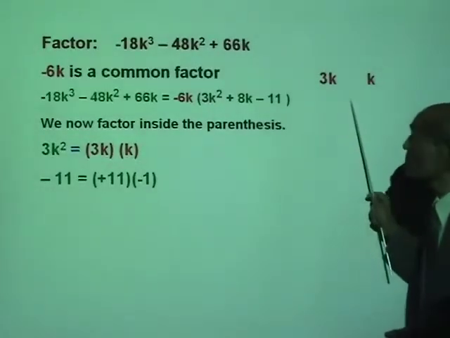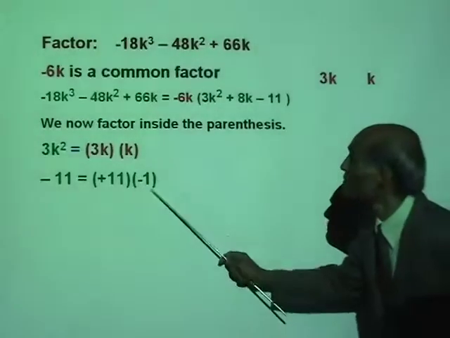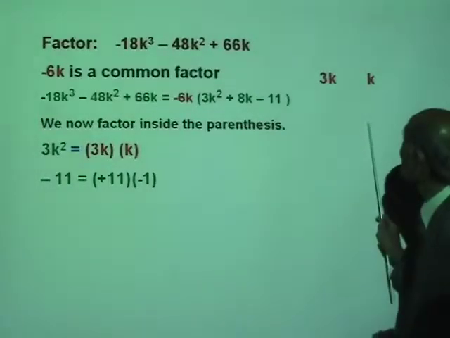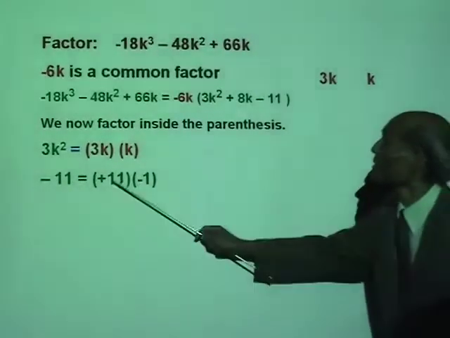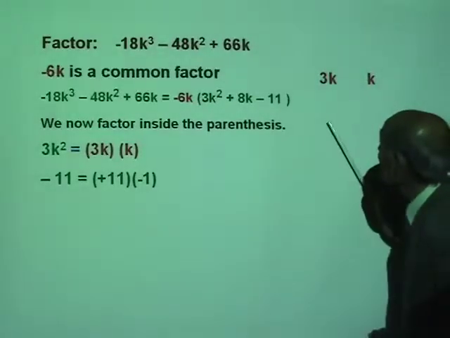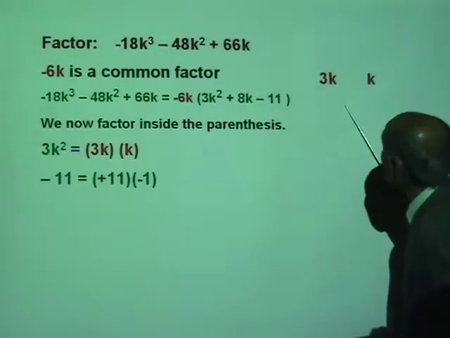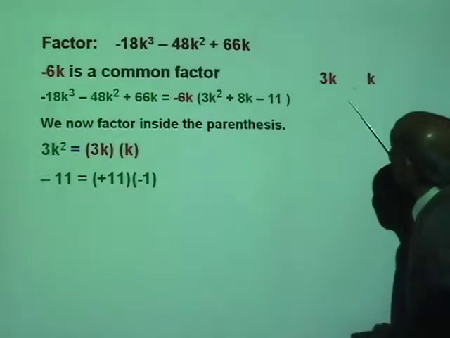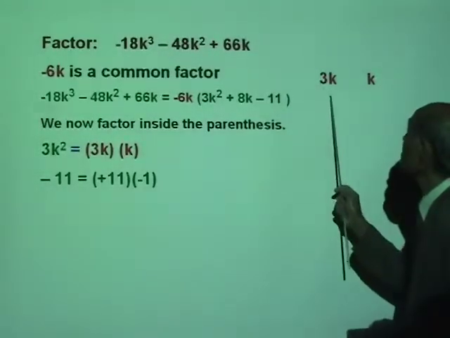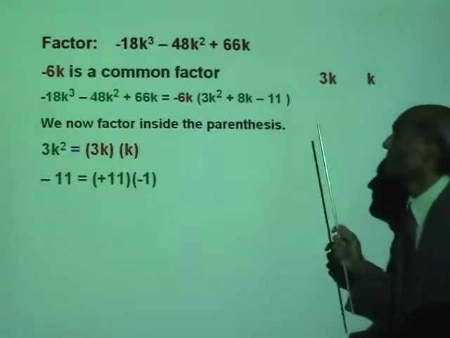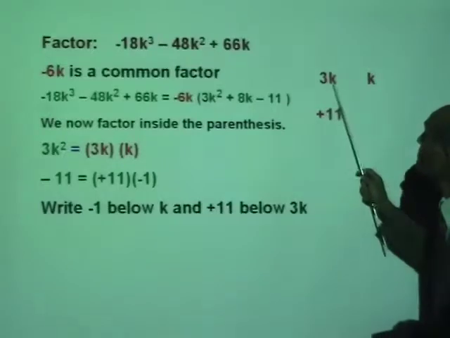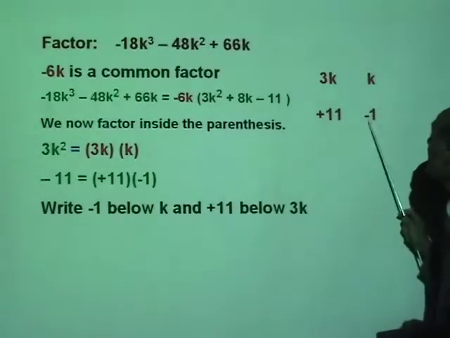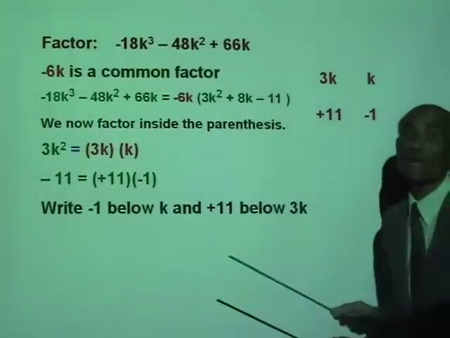To get a negative 3k, this negative 1 should be written here so that they will multiply. And the positive 11 should be below 3k so that when I multiply, I get positive 11k this way and negative 3k this way. Alright? So write positive 11 below 3k and negative 1 below k.